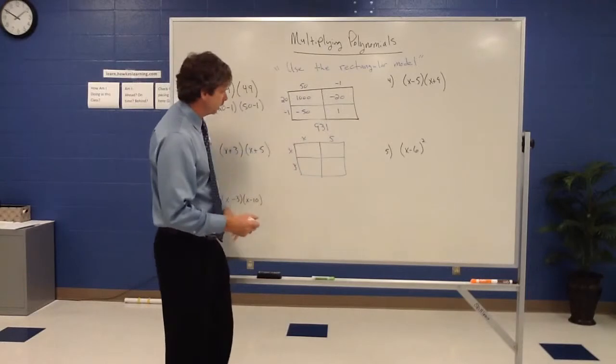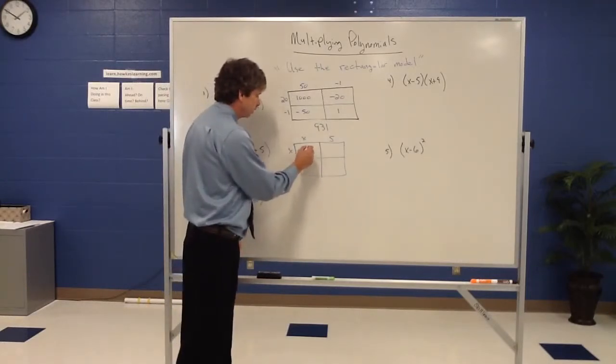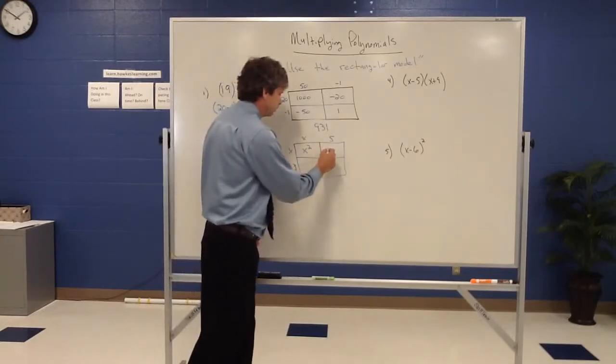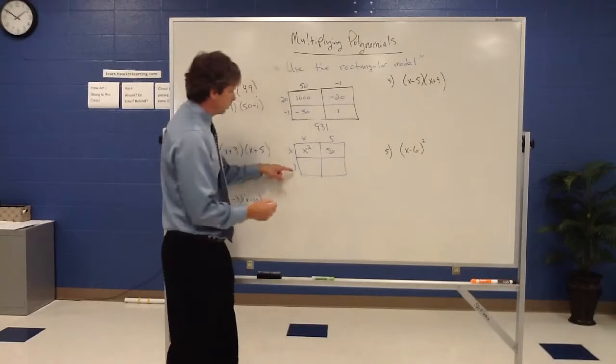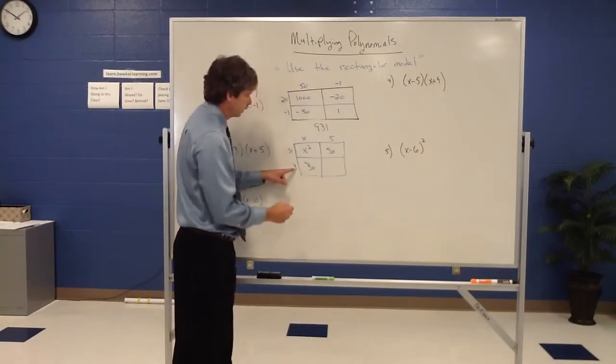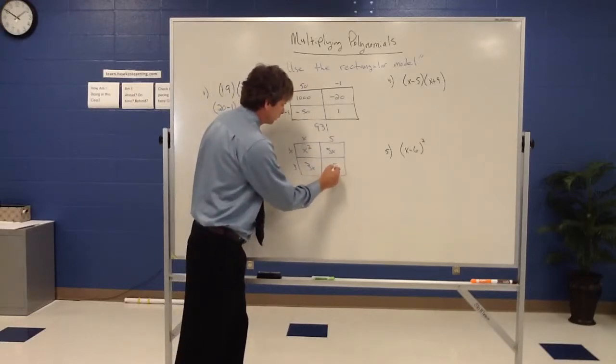Well, we know that x times x is repeated multiplication, and we can use exponents to simplify that as x squared. We know x times 5 is 5x. There's nothing else we can do with that. 3 times x is 3x. That's all we can do there with that. And then this 3 goes to this 5. 3 times 5 is going to give us our 15.